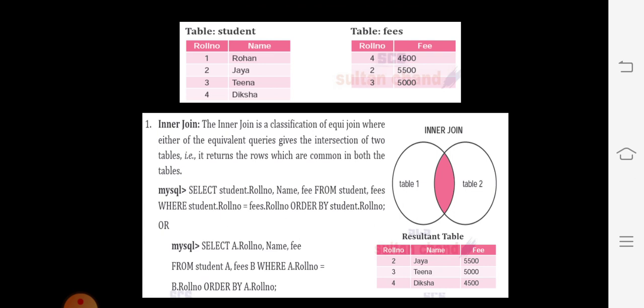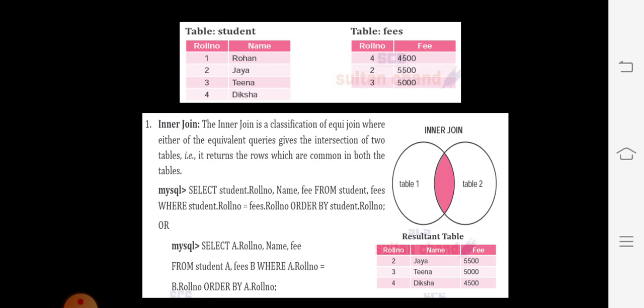Inner join. The inner join is a classification of equijoin where either of the equivalent queries gives the intersection of two tables. That is, it returns the rows which are common in both of the tables. It is very similar to the equijoin itself. Look at the figure given. Table 1 and table 2, the inner join only fetches the rows which are similar in both of the tables.